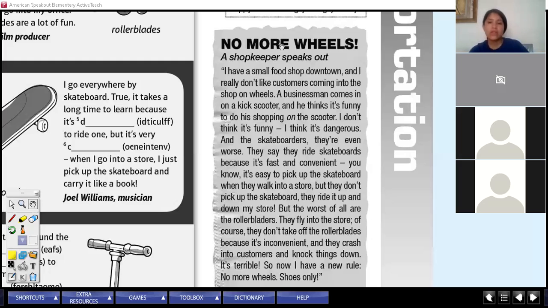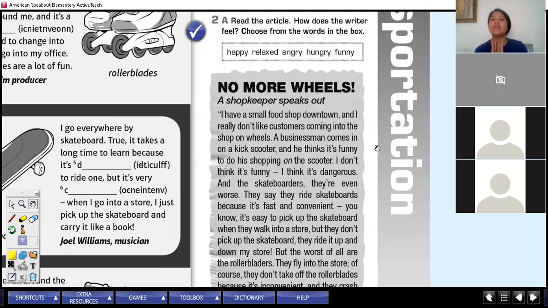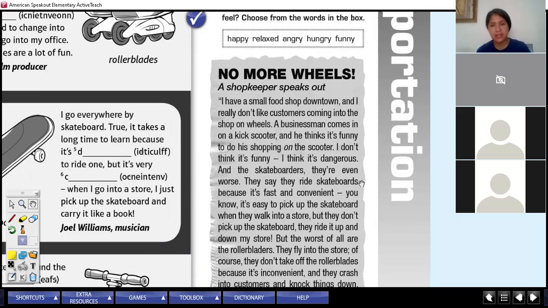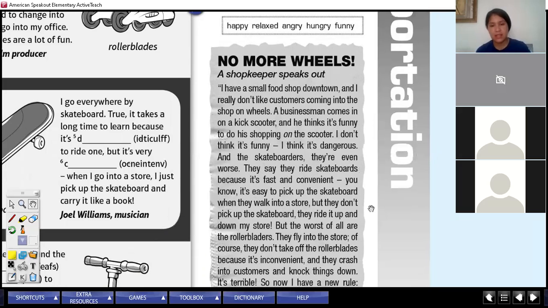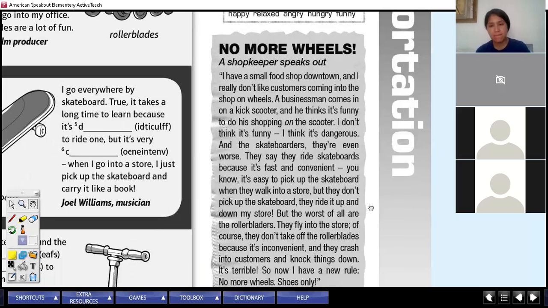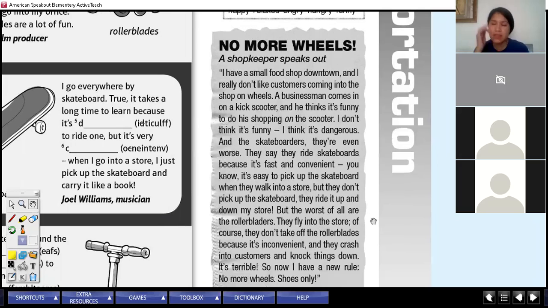Thank you. So after reading this paragraph or text, what do you think the writer was? Happy, relaxed, angry, hungry, or funny? Relax. Okay, relax. Karime, what did you say? Did you say relax, Karime, or you?